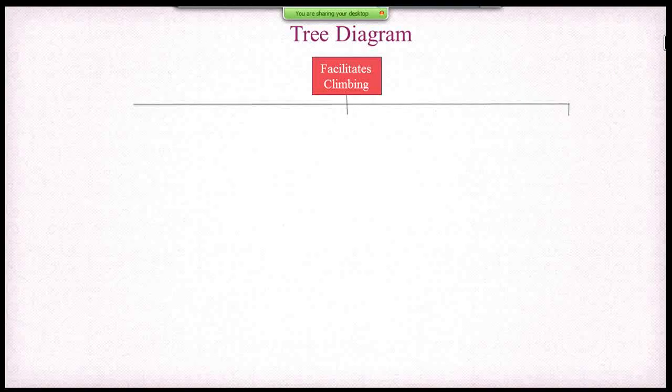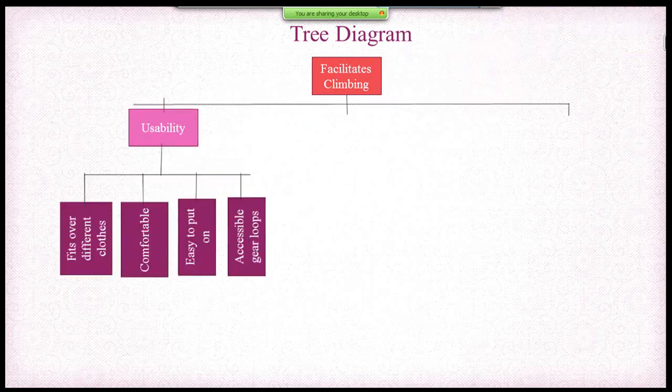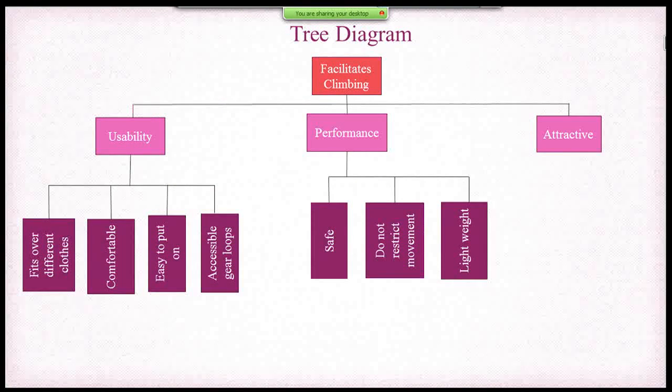Next, we are considering the tree diagram. The tree diagram takes the output of the affinity diagram as its input, and it organizes all the customer requirements in a productive way. If there are any errors or misconceptions, they will be removed by the tree diagram. The tree diagram is built in a hierarchical format.